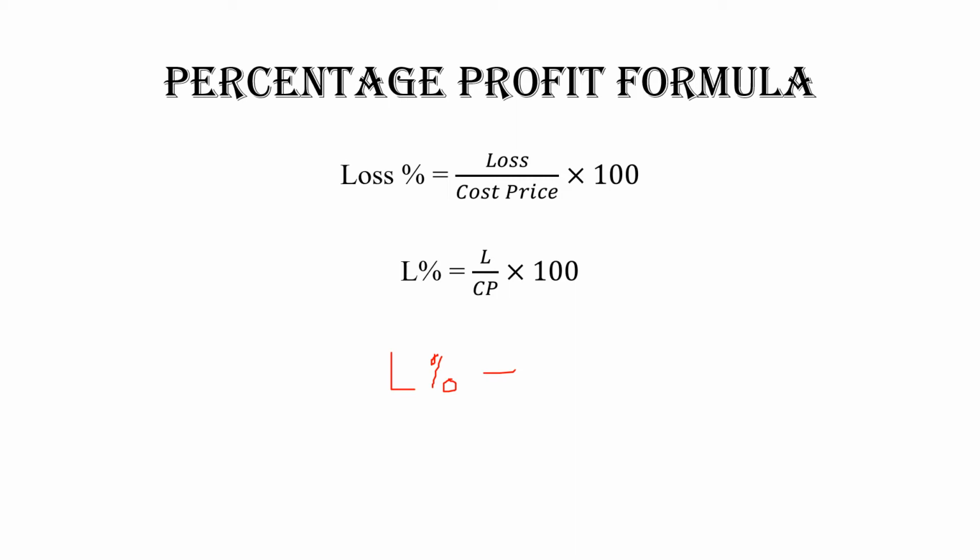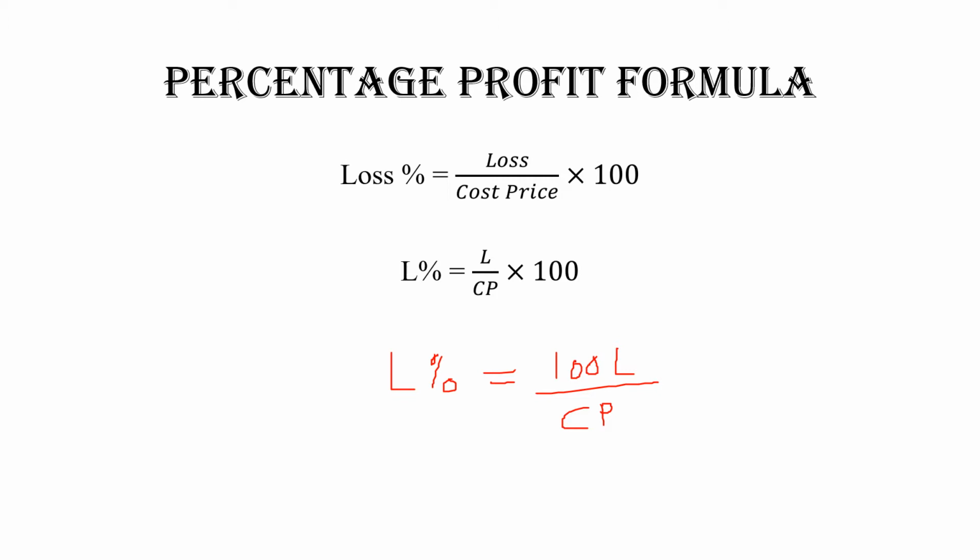So loss percentage can be the same as 100L all divided by CP. All I did here is multiply the 100 by the numerator, and that gave me 100L. In the previous one it was 100P because we had profit, but now we're dealing with loss.